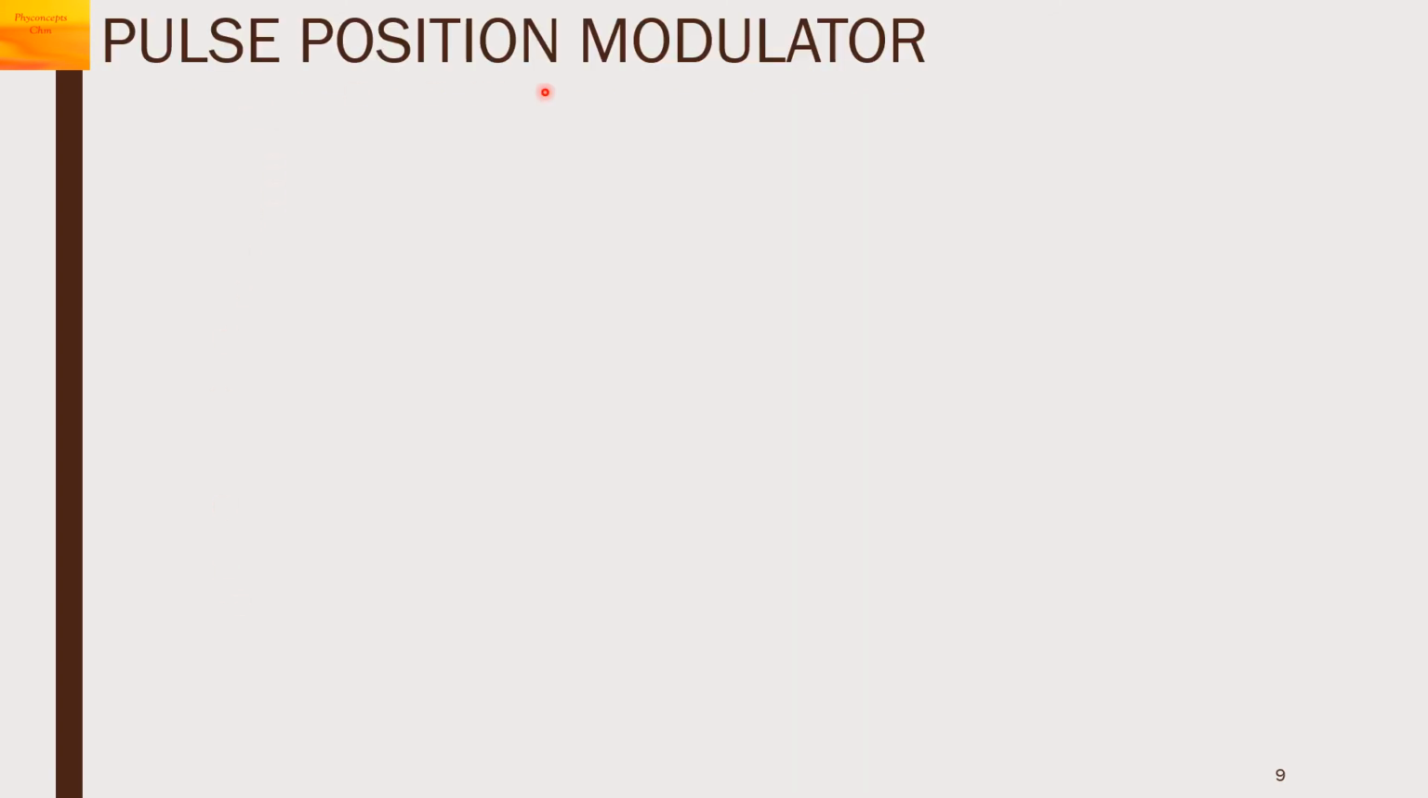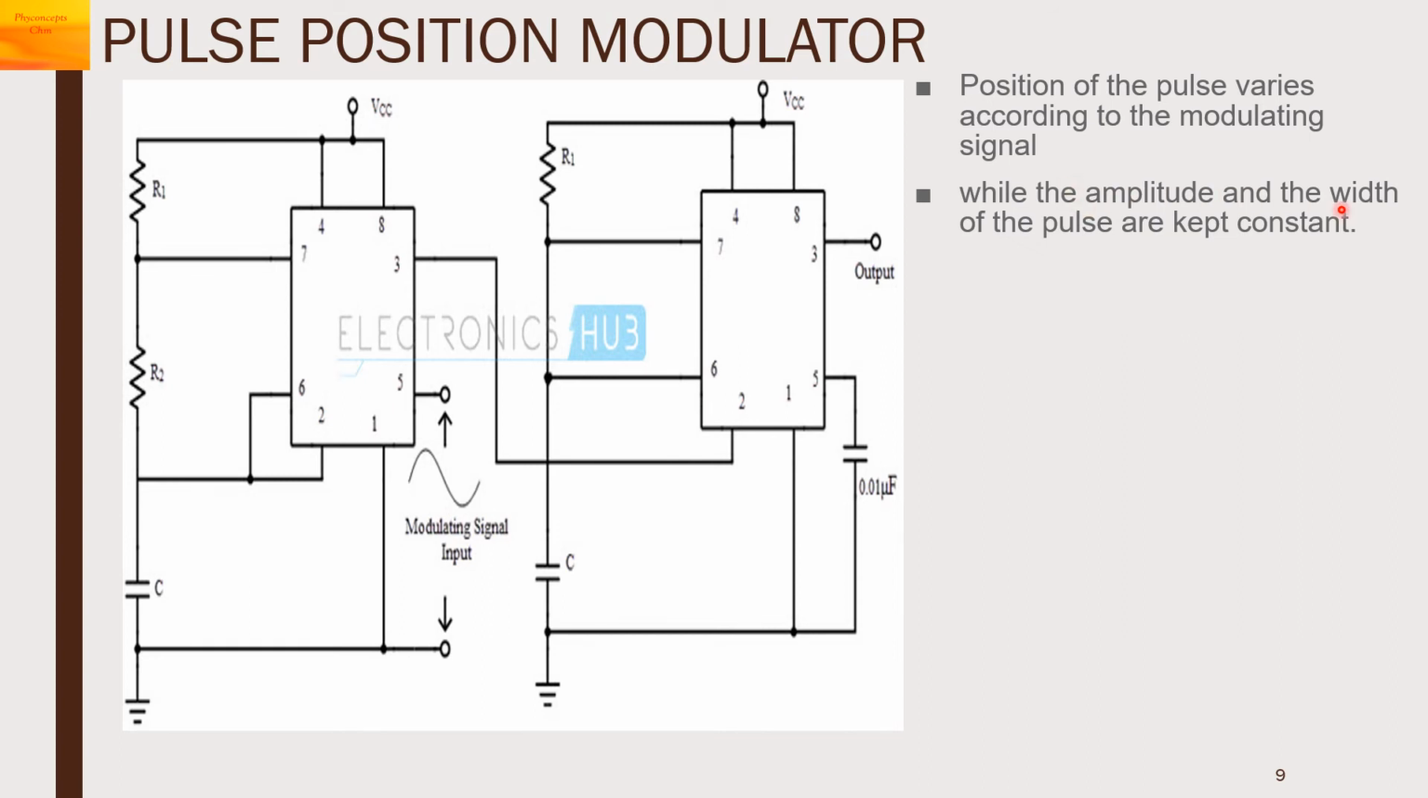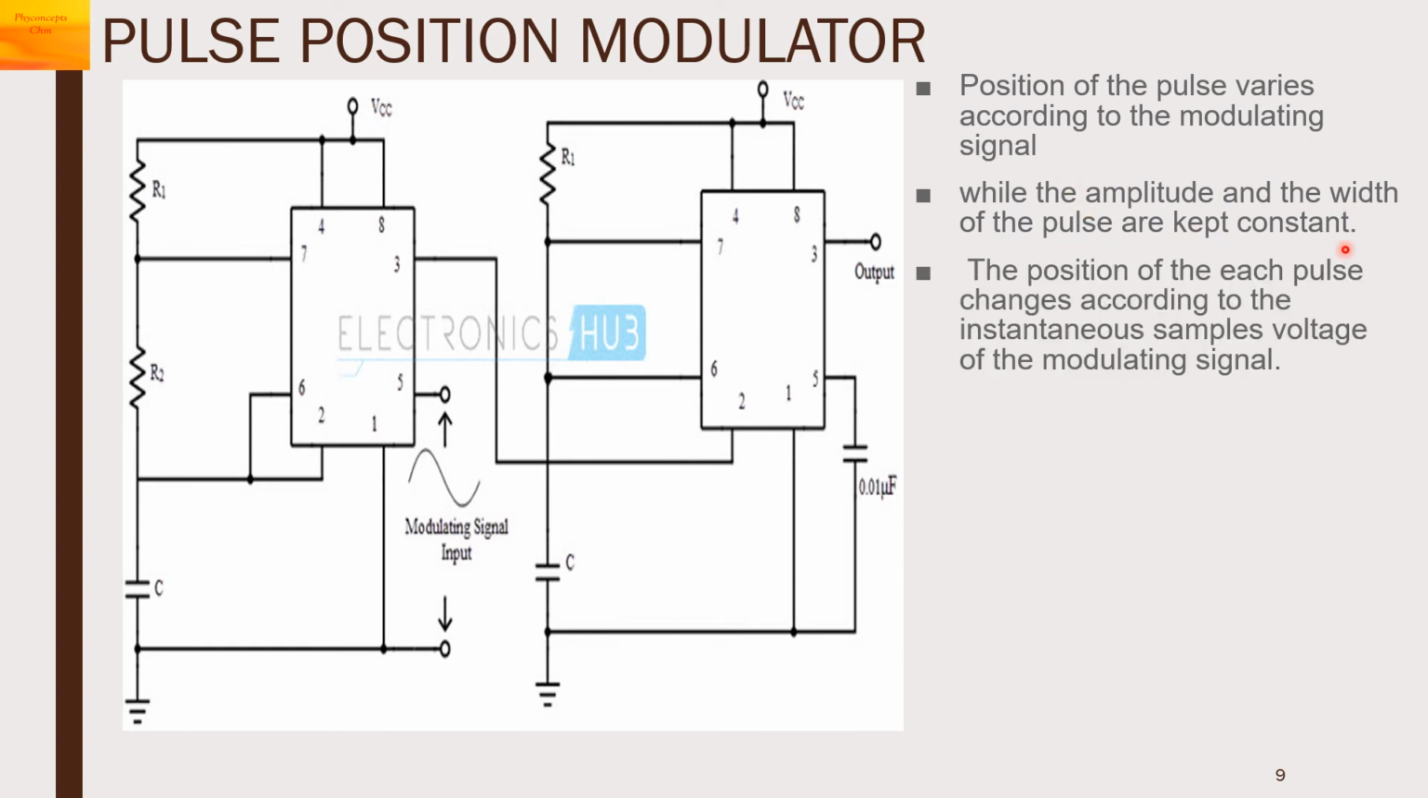Next is the pulse position modulator. The position of the pulse varies according to the modulating signal, while the amplitude and the width of the pulse are kept constant. The position of each pulse changes according to the instantaneous sample voltage of the modulating signal.